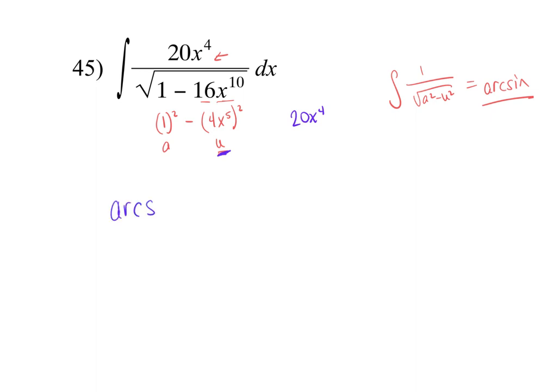So I just have the arc sine of my u over a, but a is 1, so just my u, 4x to the 5th, and it is indefinite, so I have to do a plus c.